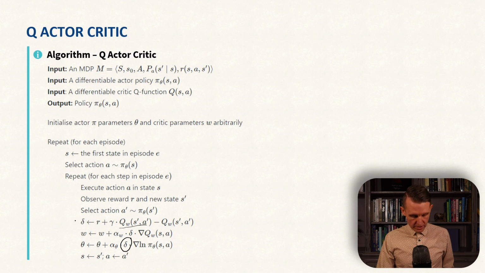So this line here just calculates our delta as we have before. This line updates the weights of our Q function, the critic, and this line updates theta, the parameters to our policy. Each of these updates using the gradients, and this is a policy gradient update that just uses a different estimate, delta, which is the temporal difference estimate, instead of G.